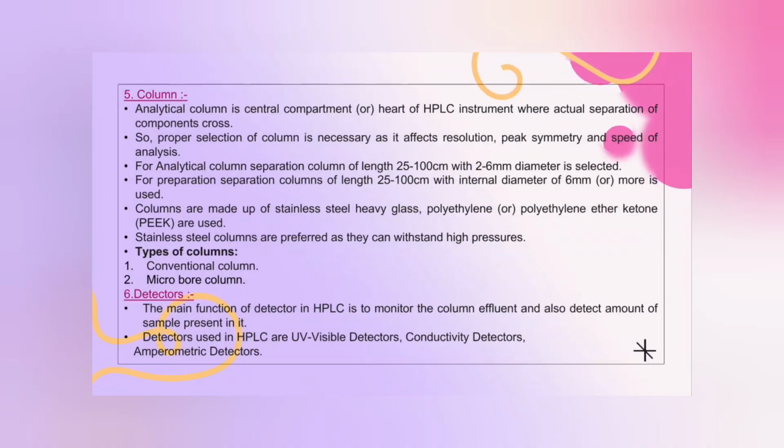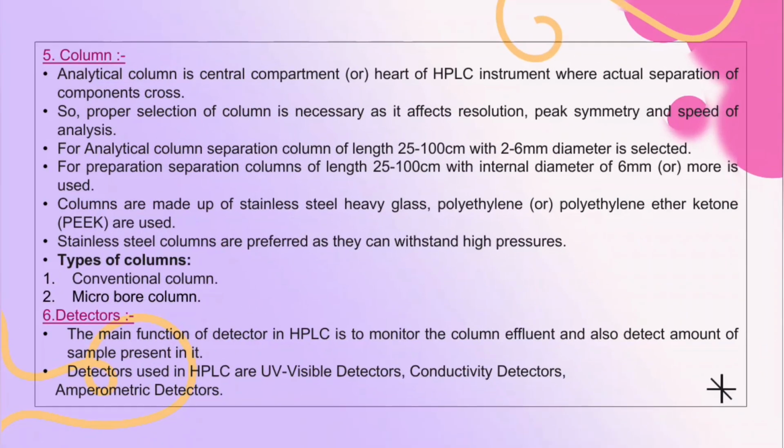Coming to the column. The analytical column is the central compartment or heart of the HPLC instrument where actual separation of components occurs. So, proper selection of column is necessary as it affects resolution, peak symmetry and speed of analysis. For analytical separation and also for preparative separation. Coming to analytical separation, a column of length 25 to 100 cm with 2 to 6 mm diameter is selected. For preparative separation, columns of length 25 to 100 cm with internal diameter of 6 mm or more are used.